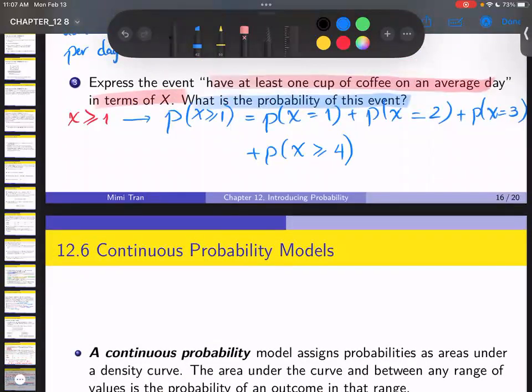And again, I can express this using the stick. Let's start with 0. We don't go negative because it's countable. It's a random variable, right? We start with 0, and then we have 1, 2 cups, 3 cups, 4 cups, 5 cups, etc. So at least 1 will start from here. And then somebody is drinking 2 cups, right? Or 3 cups, or 4 cups, or more.